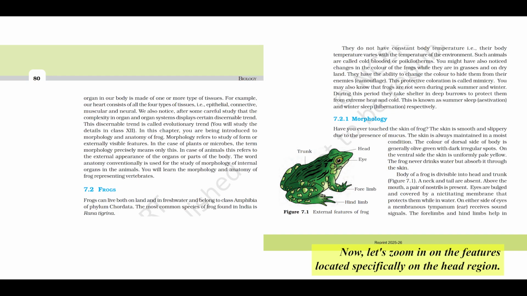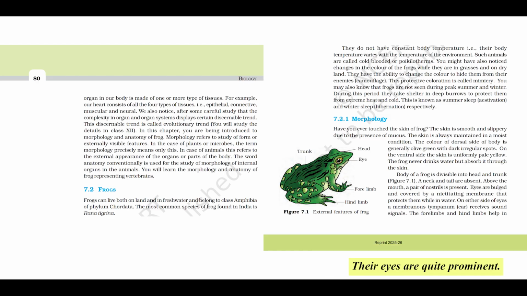Now let's zoom in on the features located specifically on the head region. Above the mouth, you'll clearly see a pair of small openings, the nostrils. Their eyes are quite prominent. They are large, bulged, and are covered by a transparent protective structure called a nictitating membrane.